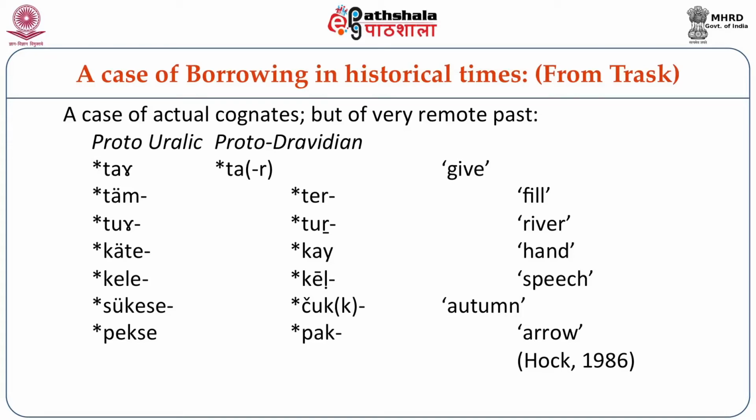So the point is that scholars have tried to prove that Proto-Uralic and Proto-Dravidian are related, must have been related, and whatever they have given in the list here are cognates. But then, as they belong to a very remote past, it's very difficult to prove either way. So too much distance from the present also poses a problem in accepting whether the two languages or two language families concerned are related or not.